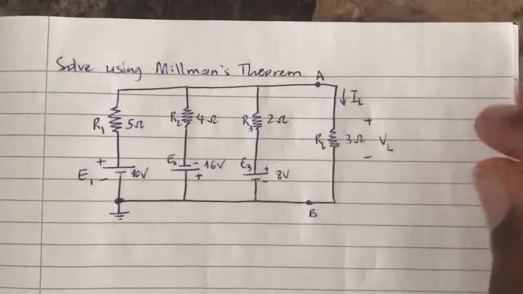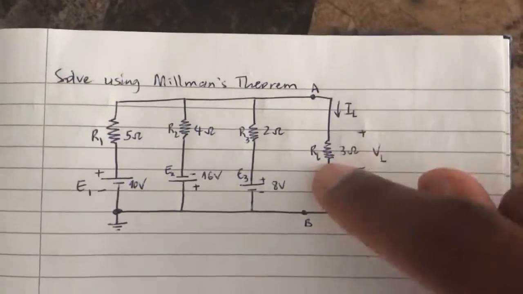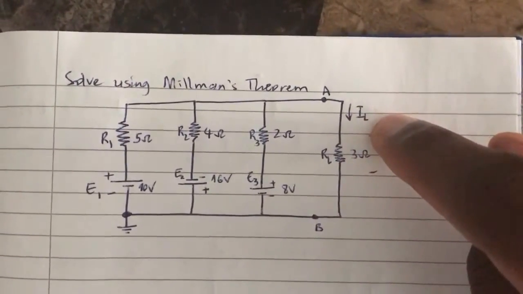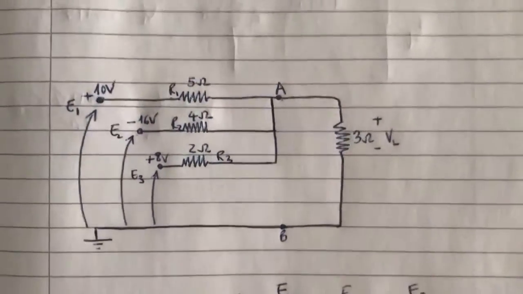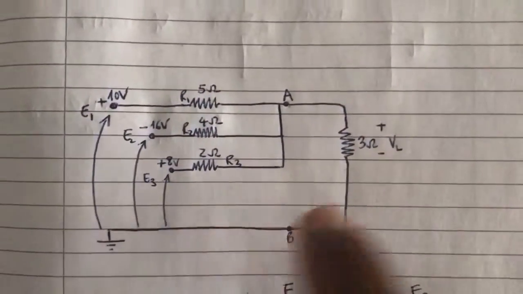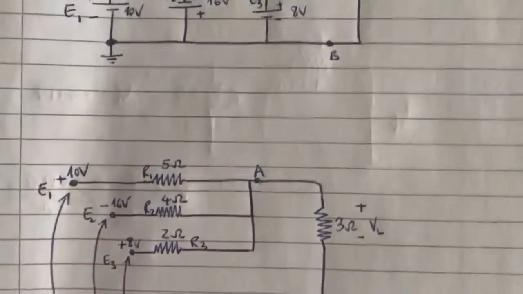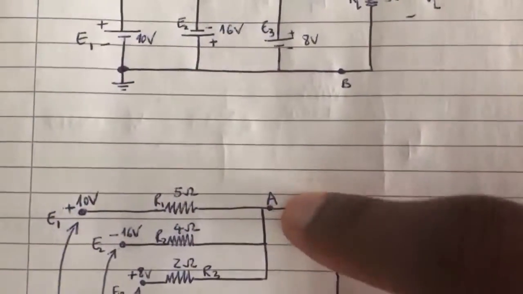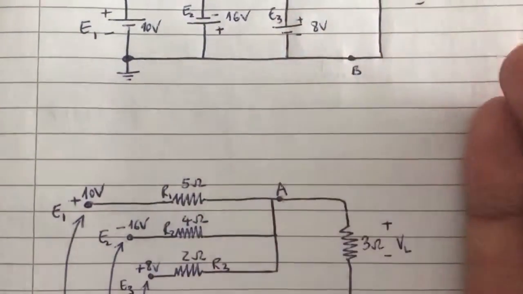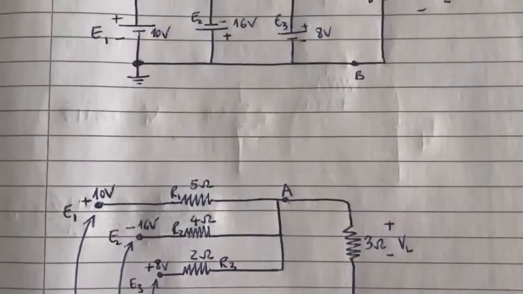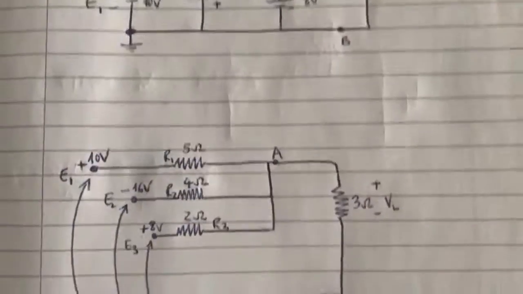In today's video we will be solving this circuit using Millman's theorem. Basically what we're looking for is the voltage across the load resistor and the current flowing through it. I've redrawn the circuit in a different way, emphasizing the common between the branches, this line, which is connected to ground. And then these points will be used to determine the voltage and the current across this load resistor.